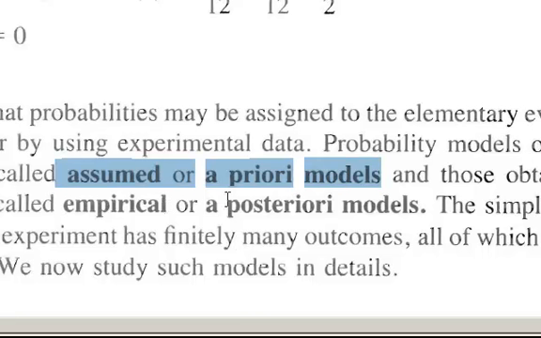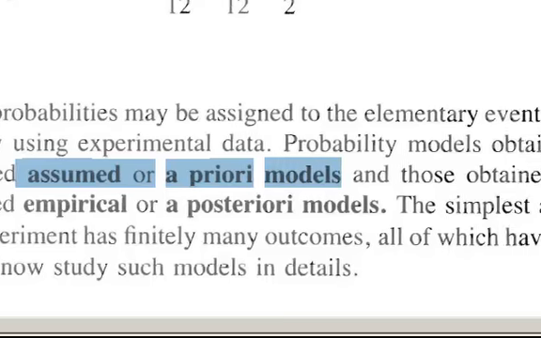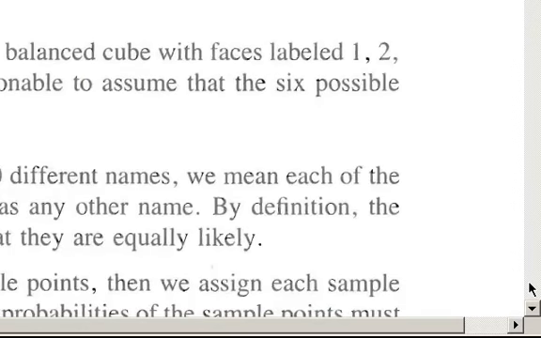They're also called empirical. The simplest a priori models occur when the experiment has finitely many outcomes, all of which have equal chances of occurring. We now study such models in detail. So now we're going to talk about experiments with equally likely outcomes, because those are the simplest ones to deal with. In many experiments, there's a certain symmetry or uniformity among the sample points that suggests that all sample points have the same chance of occurring. Such sample points are called equally likely, and the outcomes are said to occur at random or randomly.